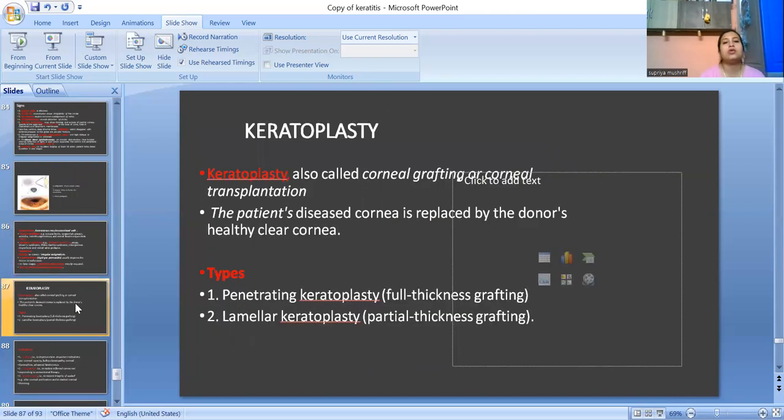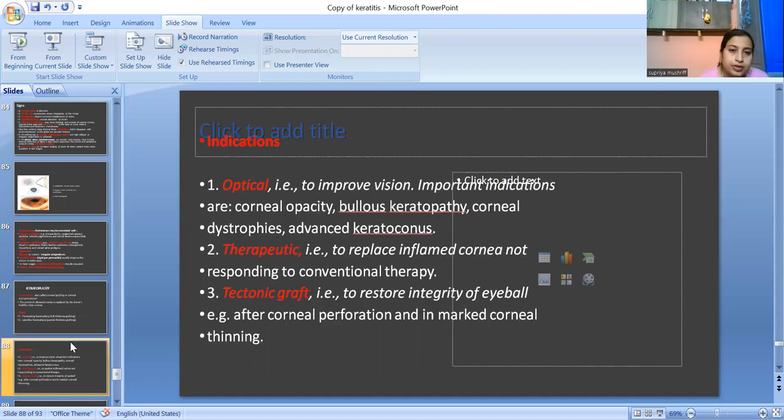Now, keratoplasty, also known as corneal grafting or corneal transplantation. In this, the patient's diseased cornea is replaced by a donor's healthy cornea. Types include penetrating keratoplasty, which is full thickness, and lamellar keratoplasty, which is partial thickness. Optical indication is to improve vision. Important indications are corneal opacity, bullous keratopathy, corneal dystrophy, and advanced keratoconus. Therapeutic: to replace inflamed cornea not responding to conventional therapy. Tectonic graft: to restore the integrity of the eyeball after corneal perforation and marked corneal thinning.